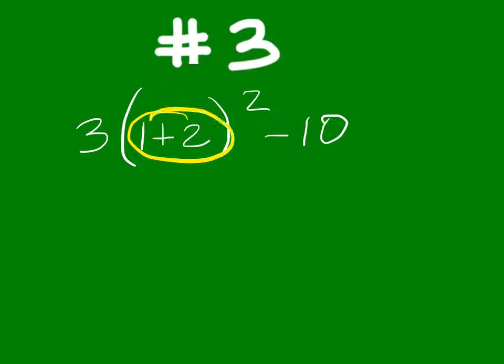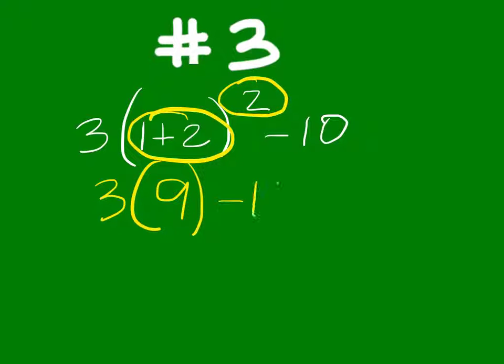1 plus 2 is 3. So 3 squared is what? 9. 9 times 3 is 27, minus 10 is 17.